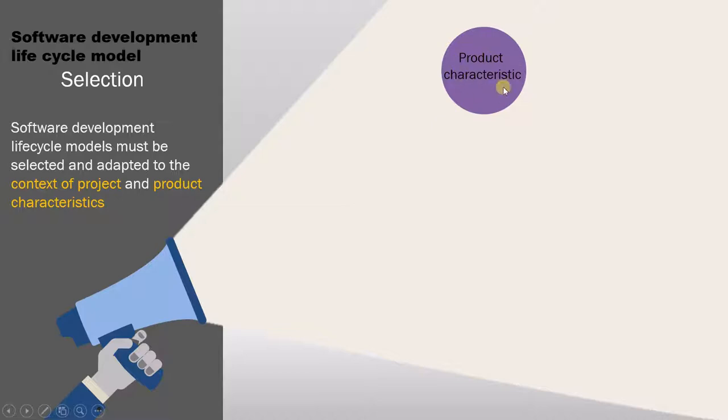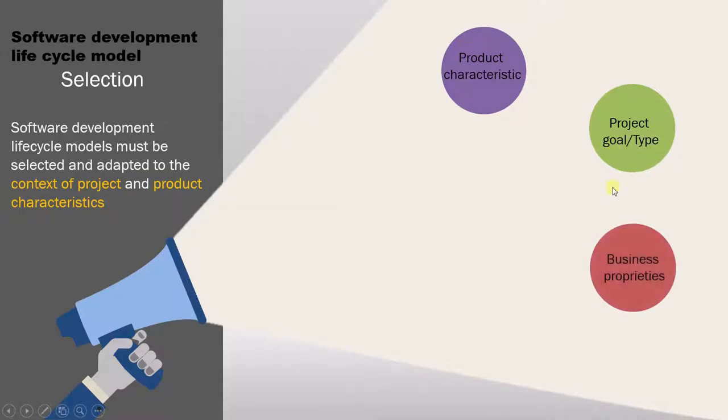Project characteristics. What type of project do you want to build? That is what will decide which development model you choose. Next is project goal or type. The goal of your project will also influence the decision. After that is business properties. This is about the kind of resources you have available or the type of organization you're working in.